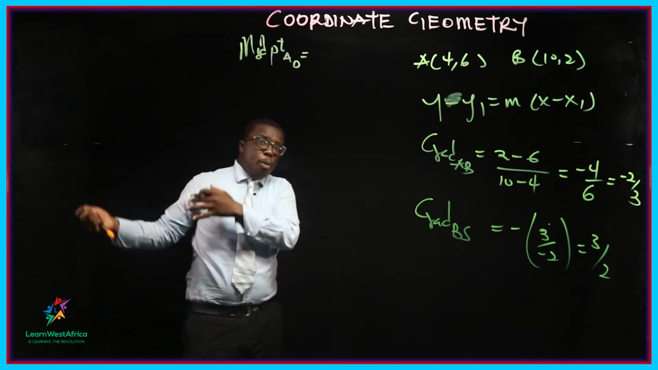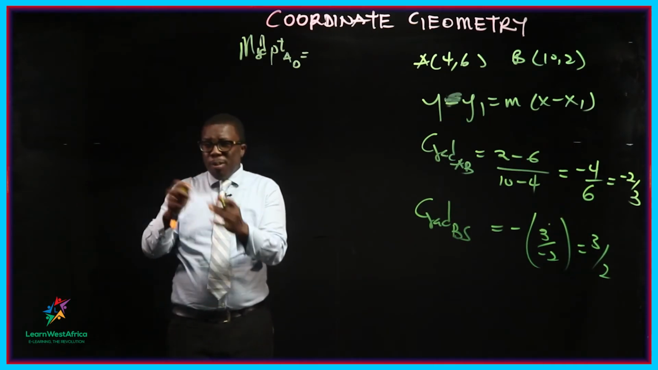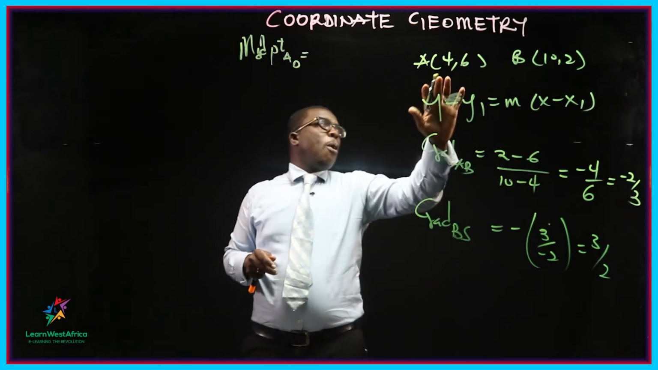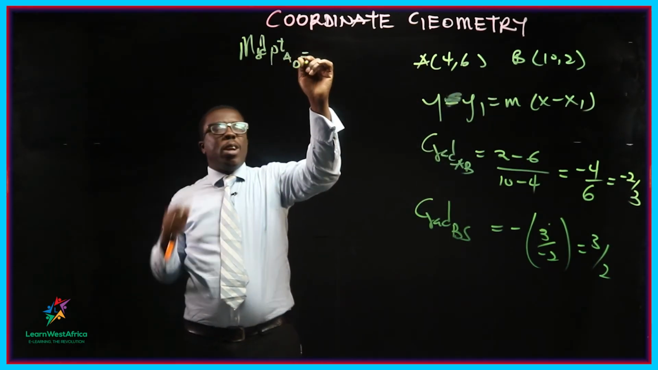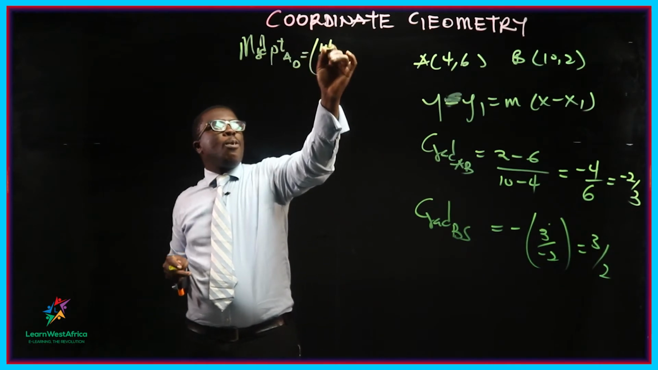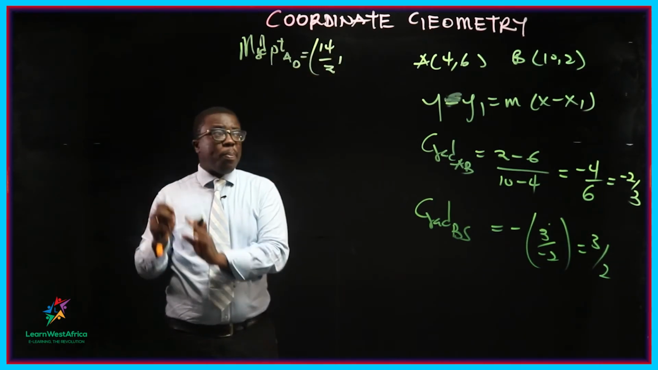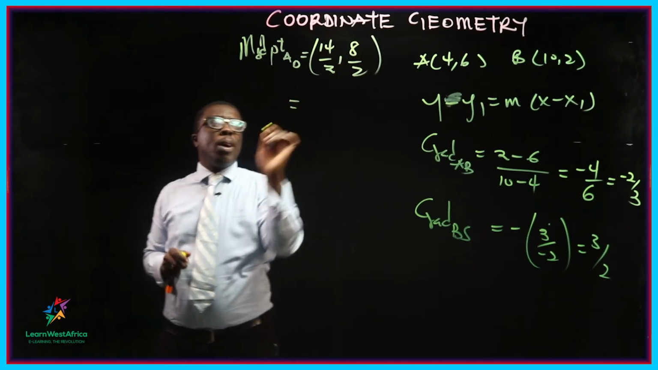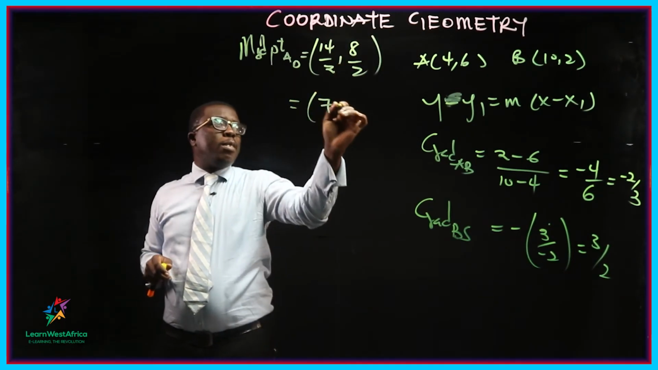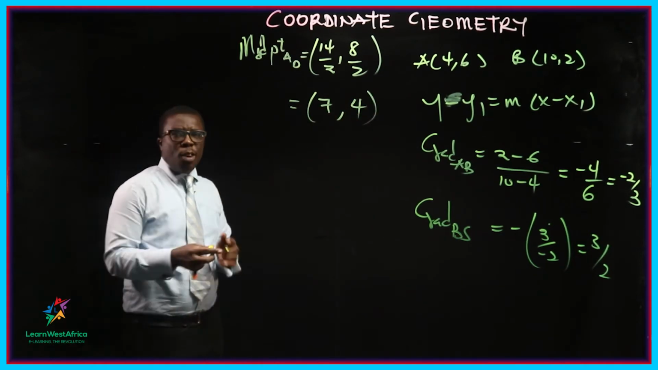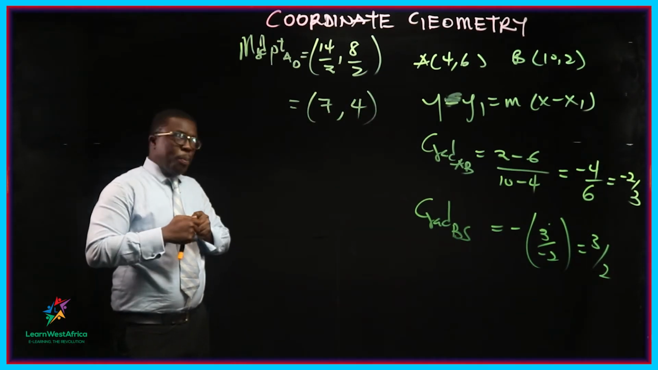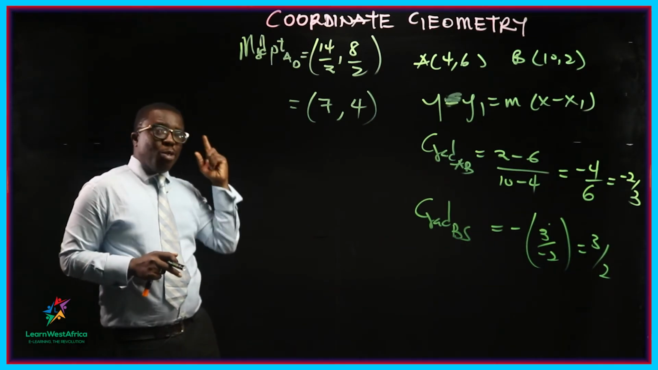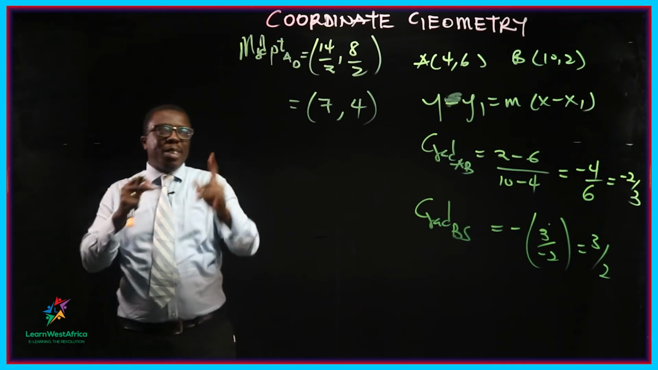We know that already: x1 plus x2 all over 2, y1 plus y2 all over 2. All right, so 4 plus 10. What is 4 plus 10? That's going to give you 14 over 2. That will be for the x part. Then 6 plus 2 will give you 8 all over 2. So what do we get for the midpoint? We're going to have 7, 4. Guys, I hope you are clear. So now we have the gradient of the perpendicular bisector. We also have a point, the midpoint, which is 7, 4.